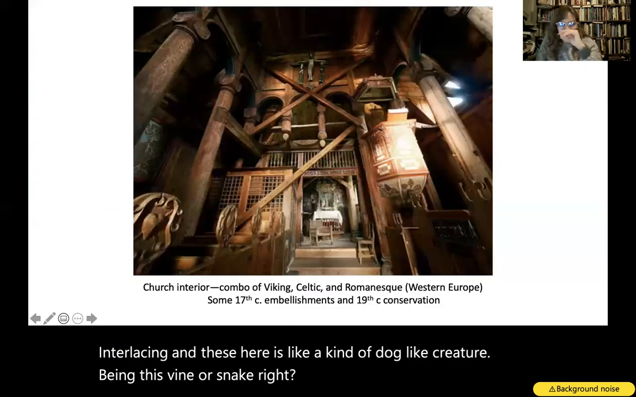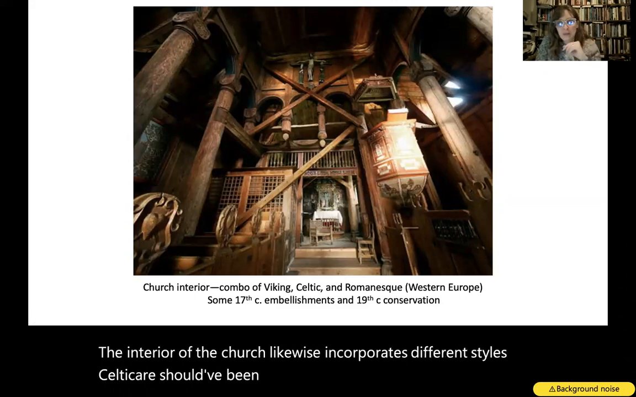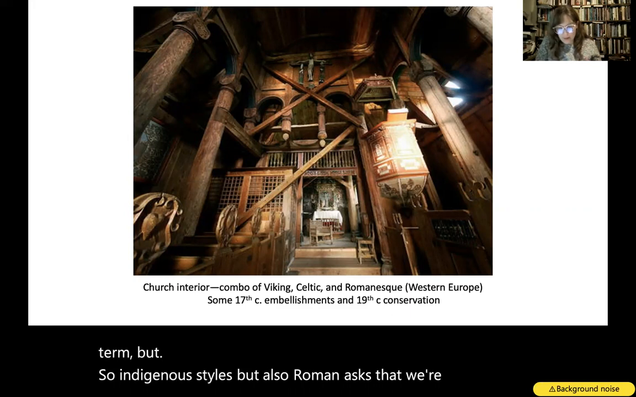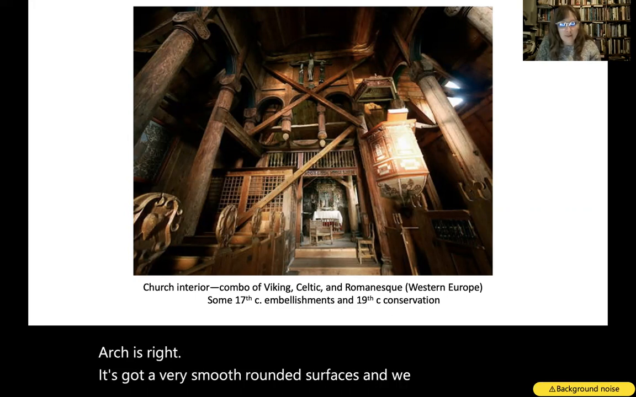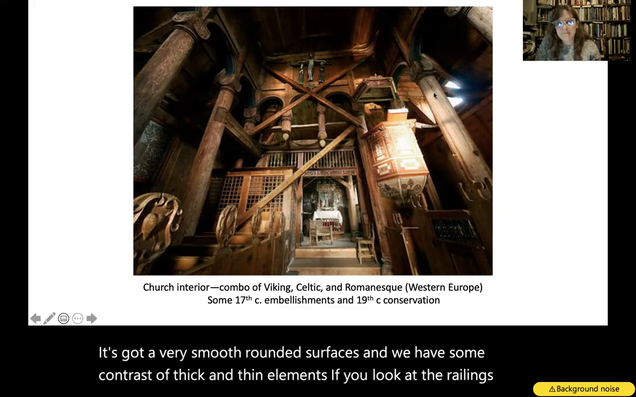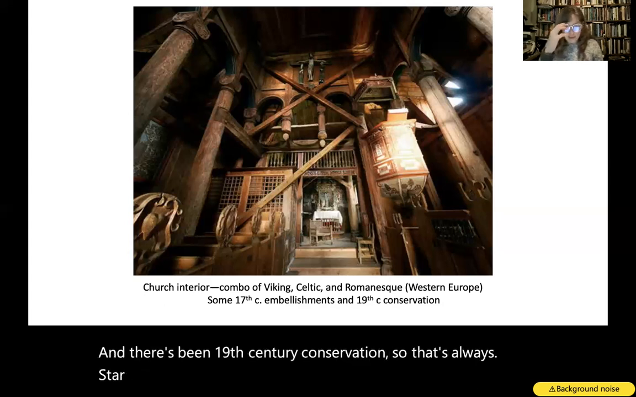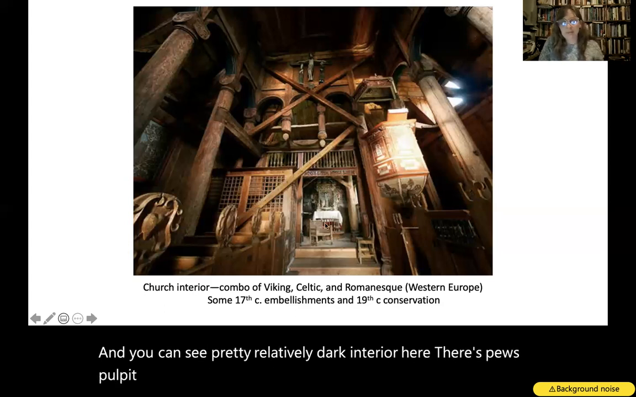The interior of the church likewise incorporates different styles. Celtic should be in scare quotes. It's not a really helpful term, but so indigenous styles, but also Romanesque. So we're seeing those rounded arches. It's got very smooth, rounded surfaces, and we have some contrast of thick and thin elements if you look at the railings, and then with these columns. There's been 19th century conservation, so it's always these darn 19th century people messing with things. You can see a relatively dark interior. Here there's pews, a pulpit, and then the altar in the back.